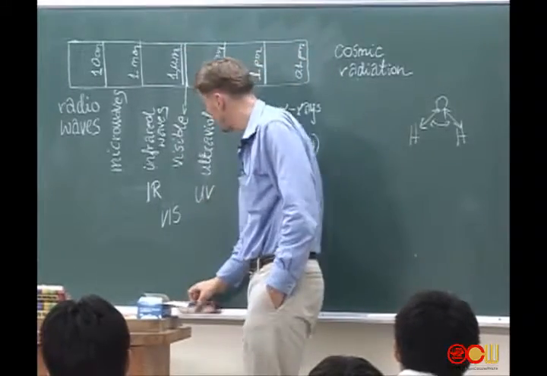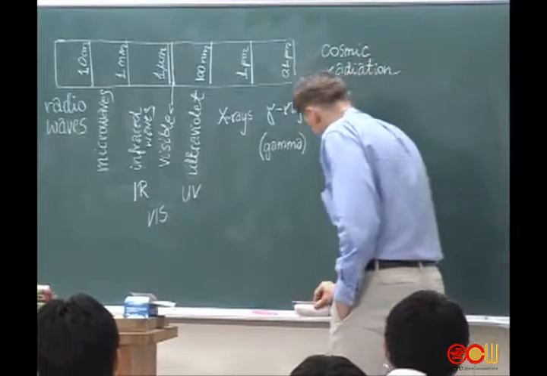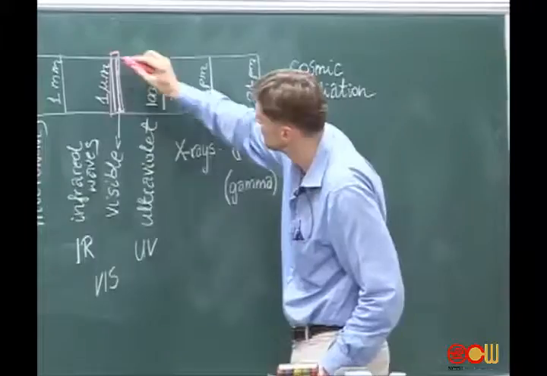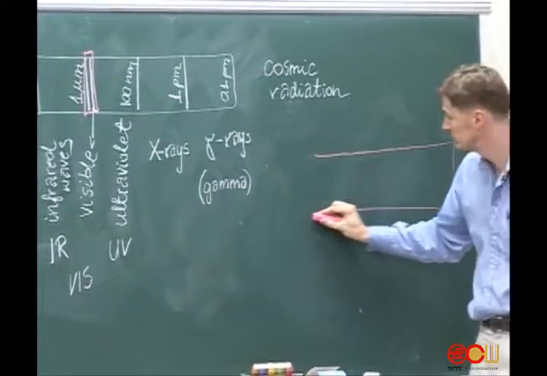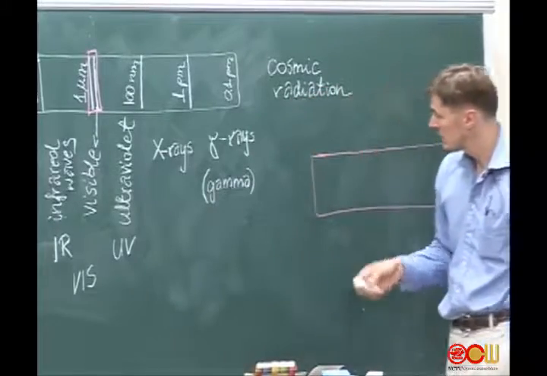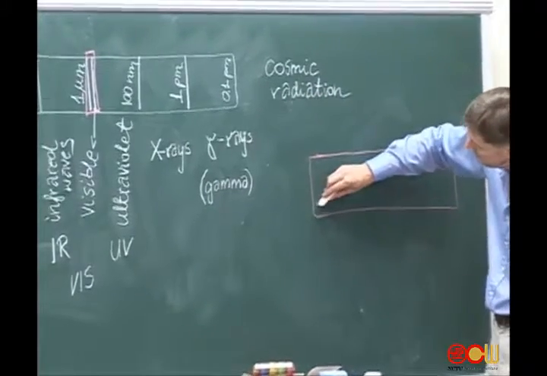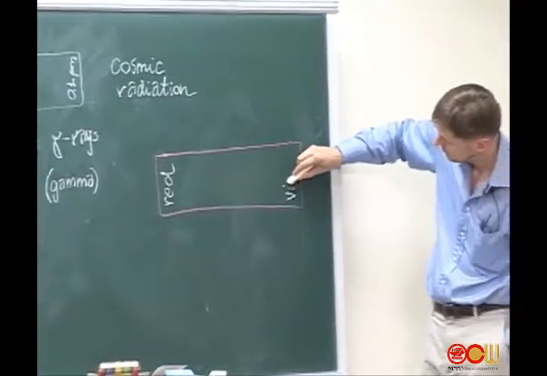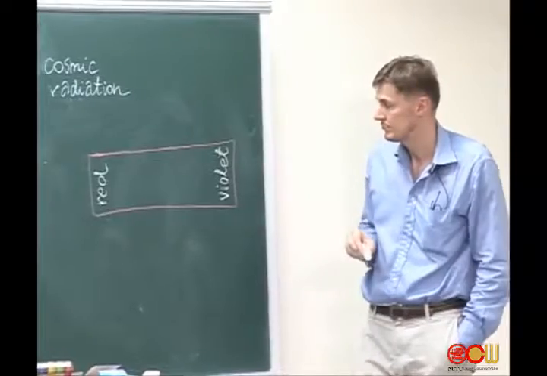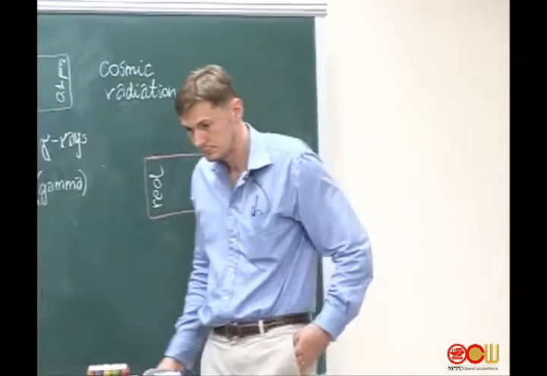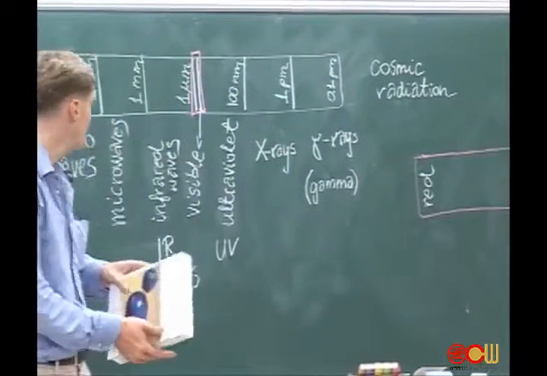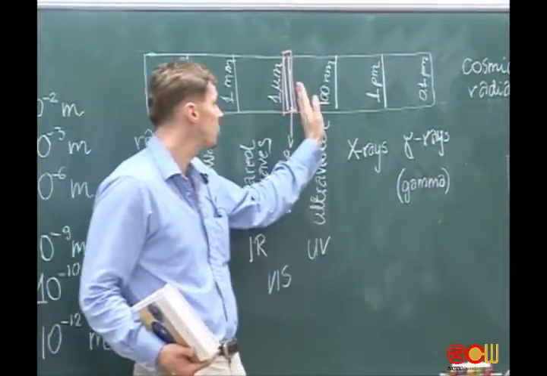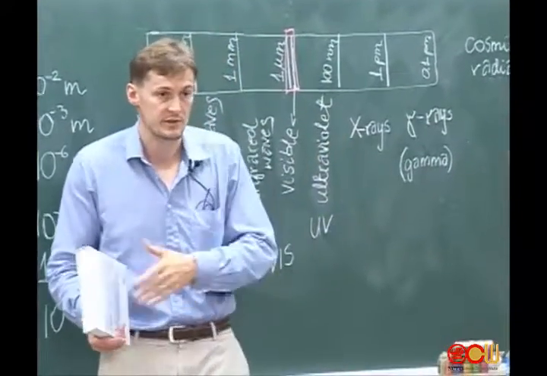Now a few words about visible light. If I take this small part and write it here, it turns out that this visible light starts with a red color on one side, and on the other side there is violet. This explains why the light on this side, next to the red, is called infrared, and why the light on this side is called ultraviolet. They are just neighbors. Okay?